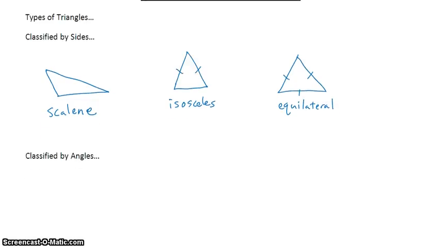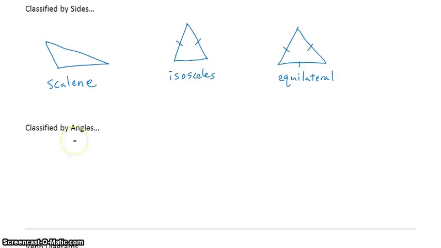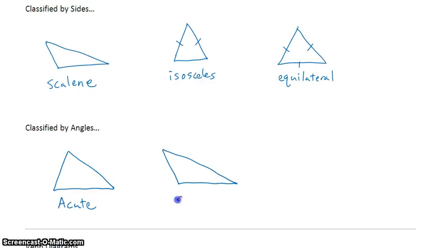If we are to classify a triangle based on its angles, if a triangle has all three angles acute, it is an acute triangle. If a triangle has one obtuse angle, it is an obtuse triangle. Notice that in an obtuse triangle, we do have two acute angles. It's just that our third angle is obtuse.